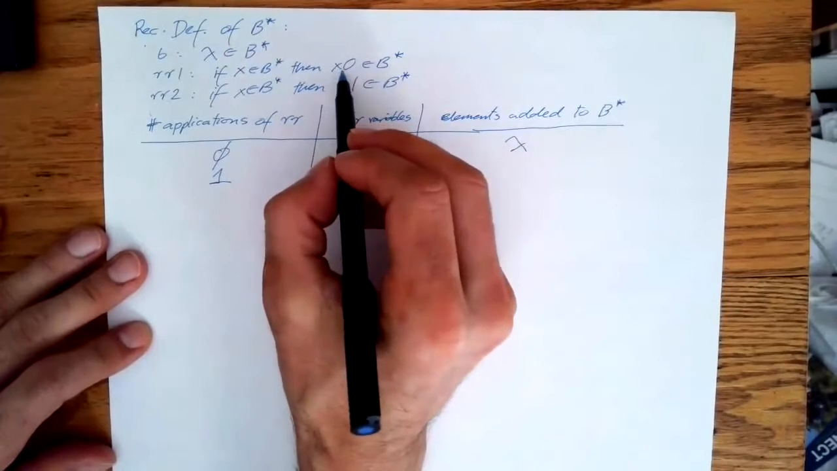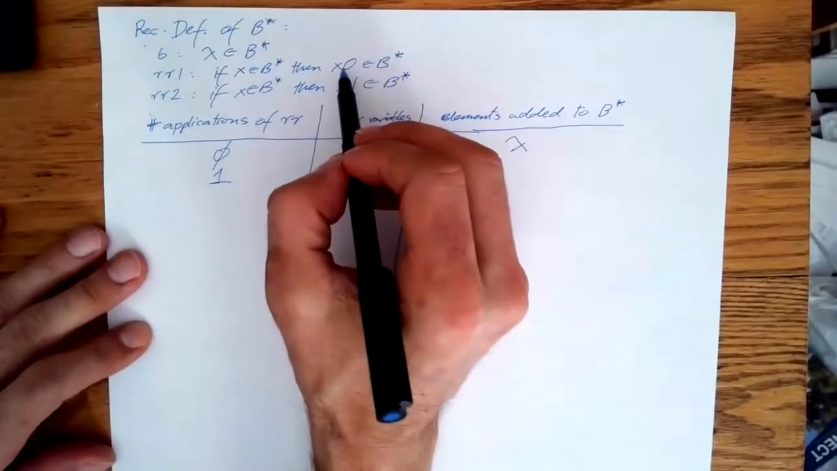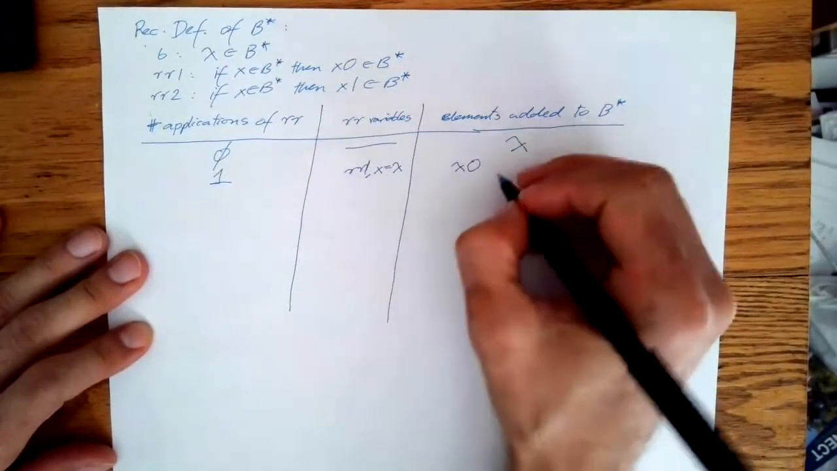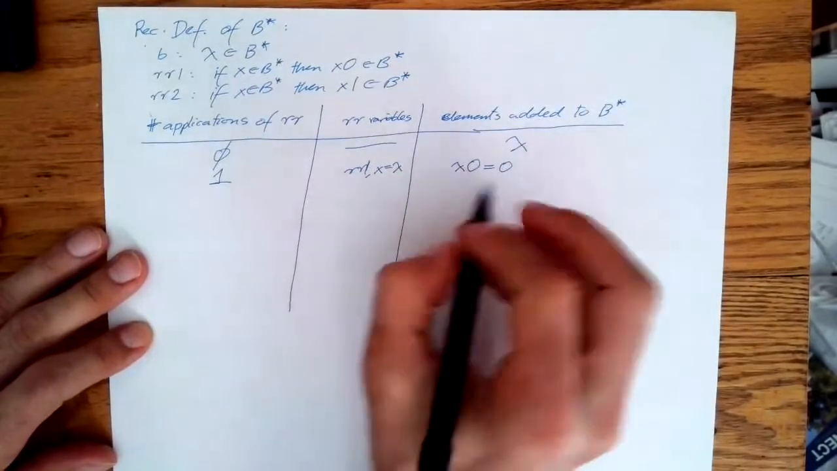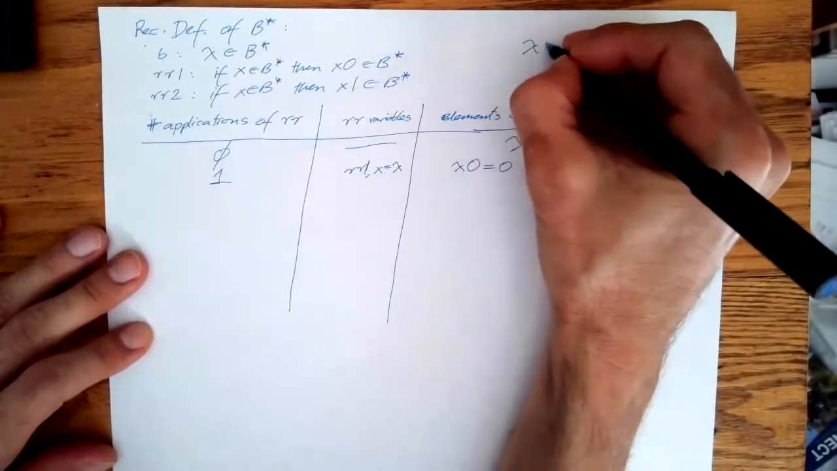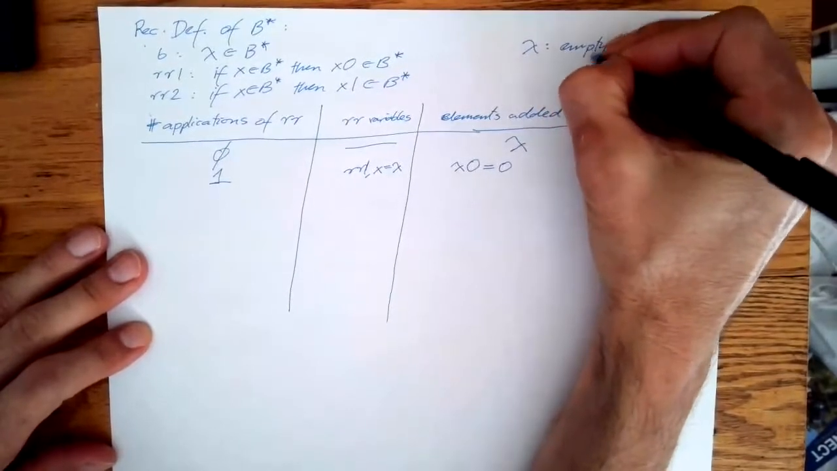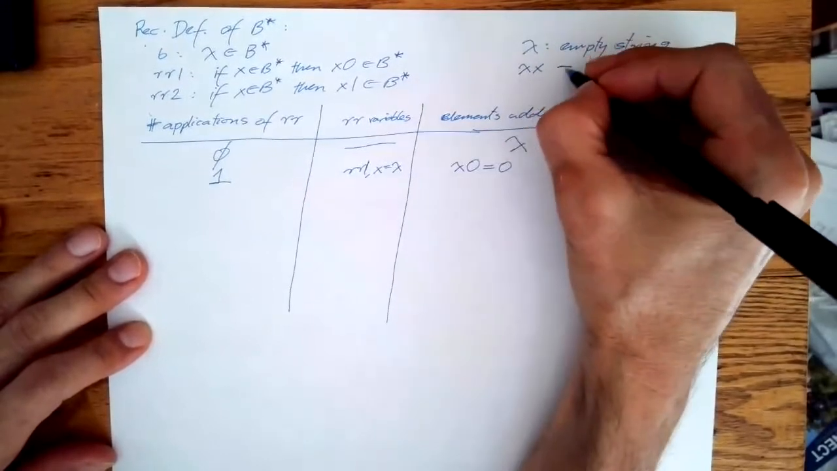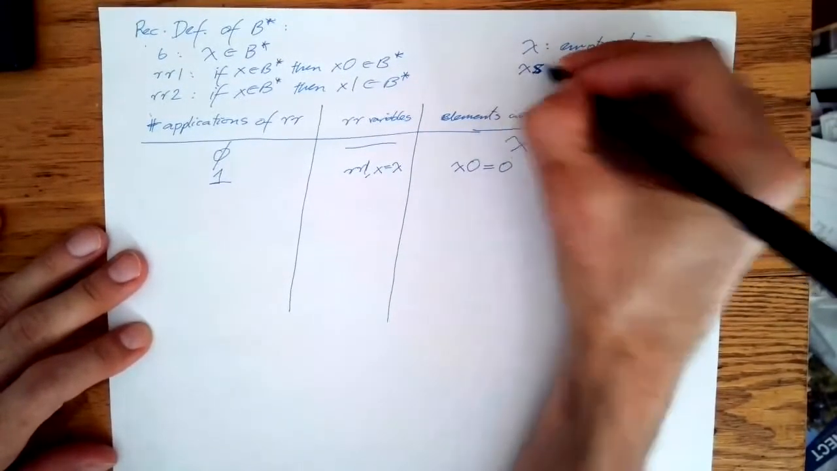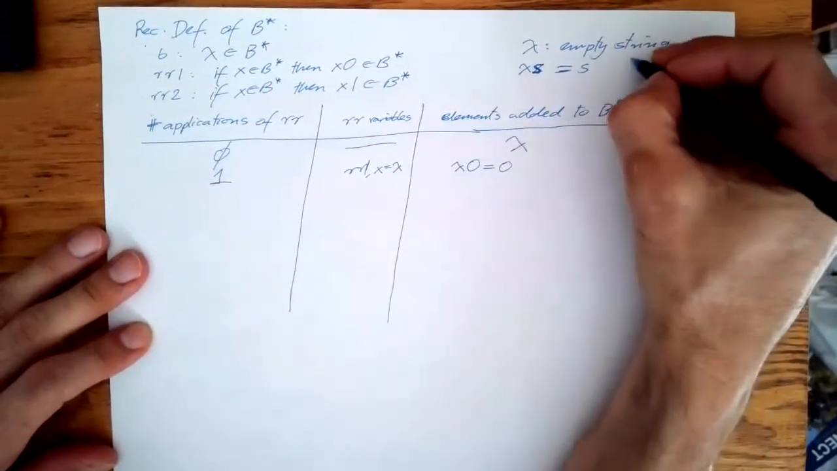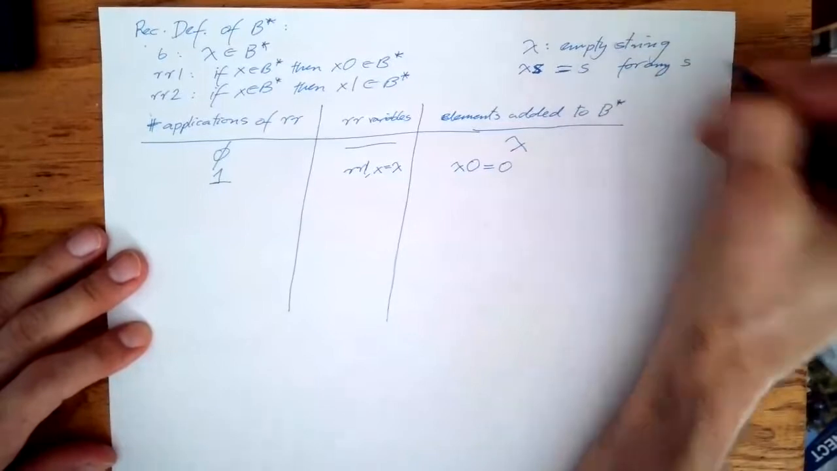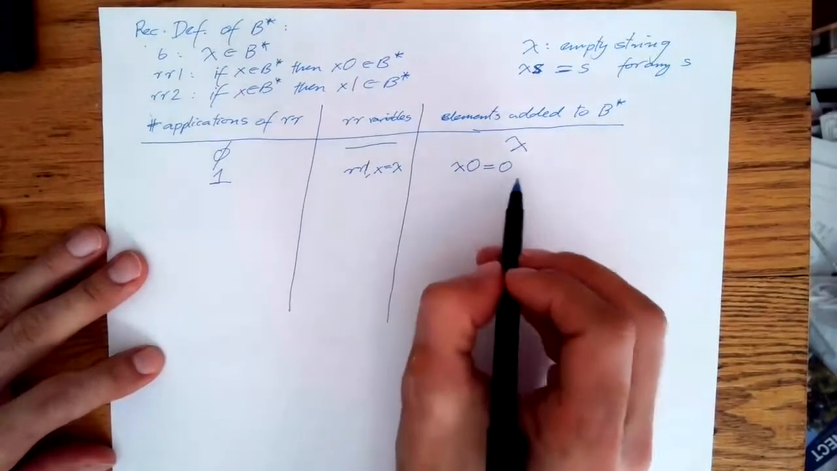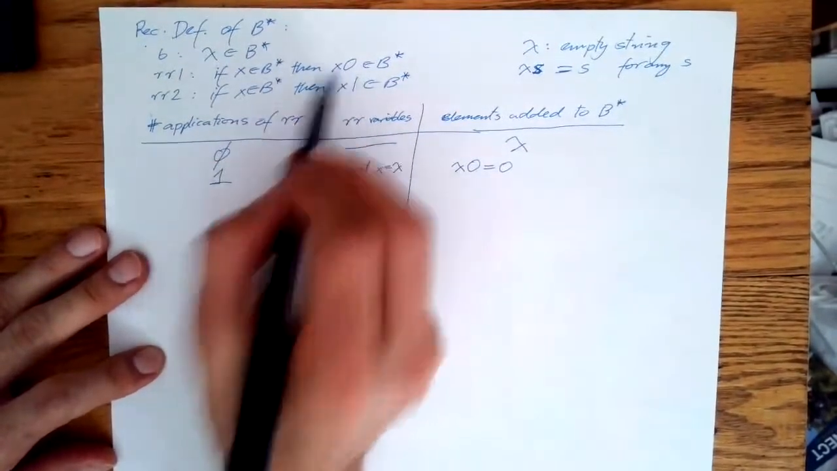So, what is added to this set if X is an empty string? Well, it's X concatenated with 0. So it's an empty string concatenated with a 0. Well, that is just 0. Here lambda stands for the empty string, and lambda S is equal to S for any S, right? If you concatenate an empty string to something, you get that thing. So we're adding a 0 using this first recursive rule.